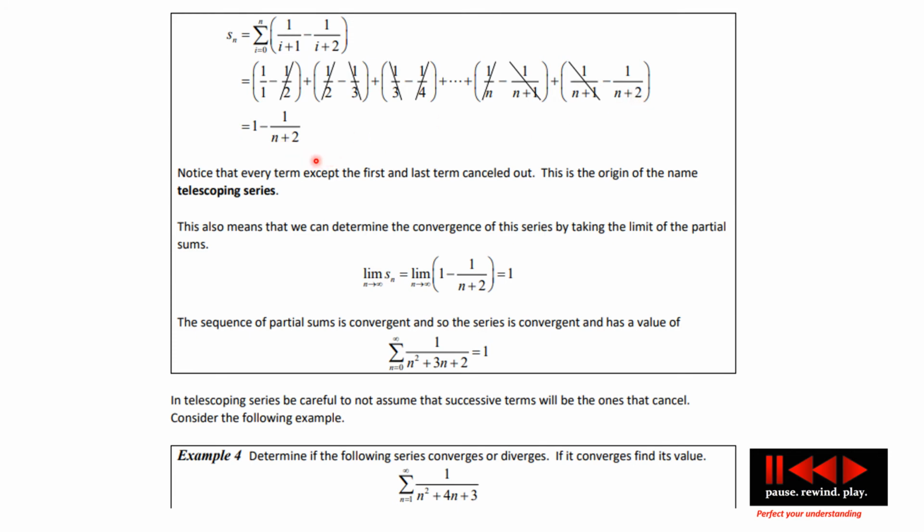Now, as n goes to infinity, we see that these partial sums go to 1. So that means the sequence of partial sums is convergent. And so the series is convergent and it has a value of 1.